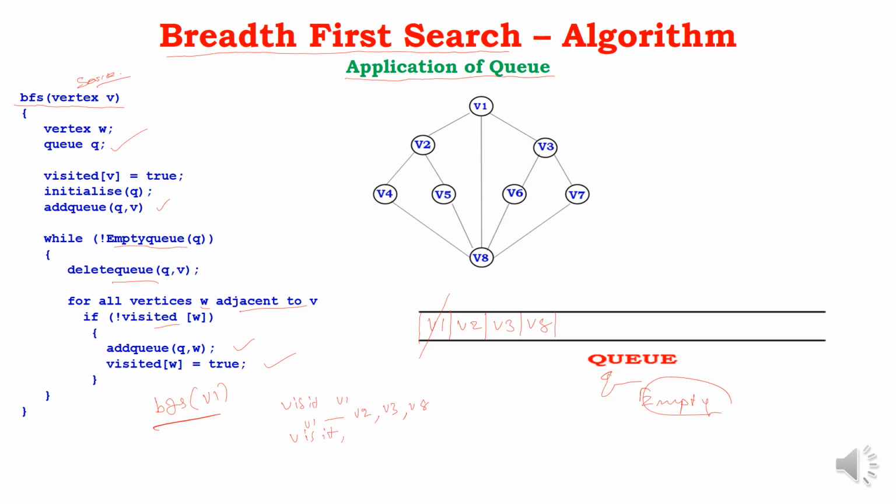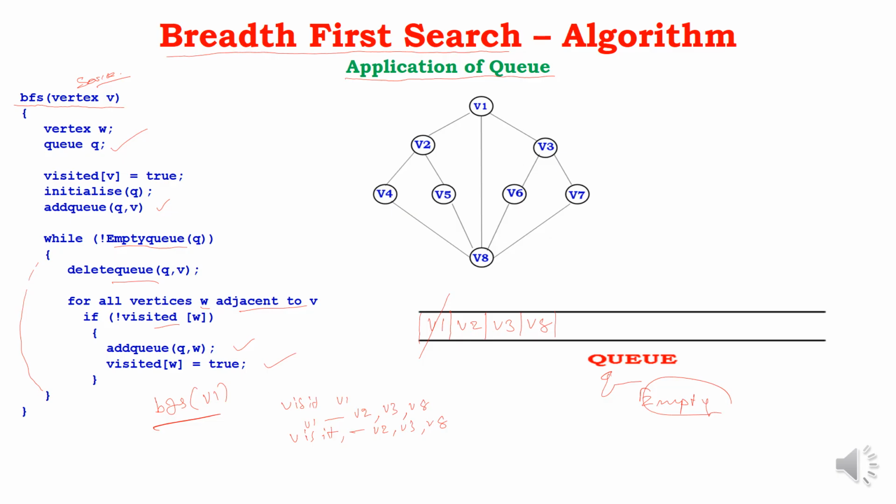Visit V2, V3, V8. So 4 nodes have been visited. Then what happens? See the while statement. This is the body of the while statement. First time, all the statements have been executed. Then again it checks: while Q is not empty.